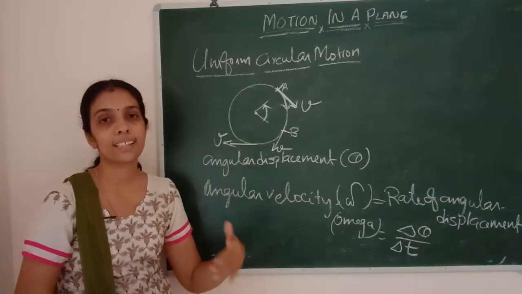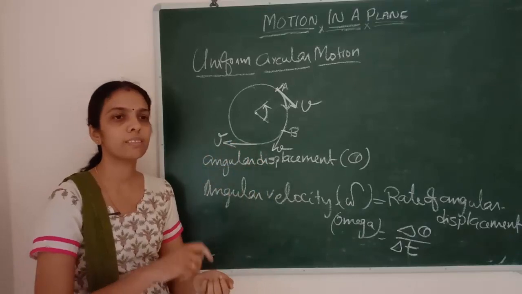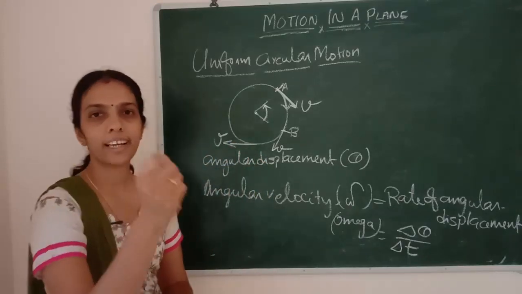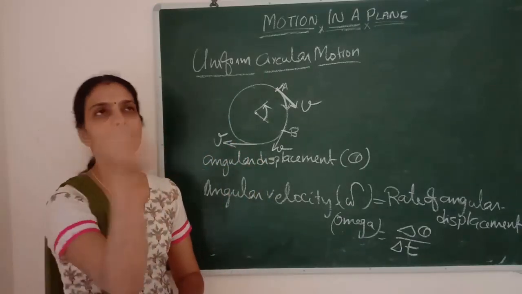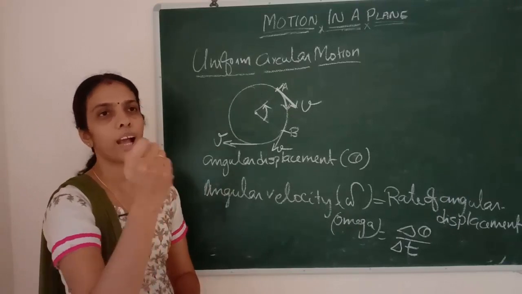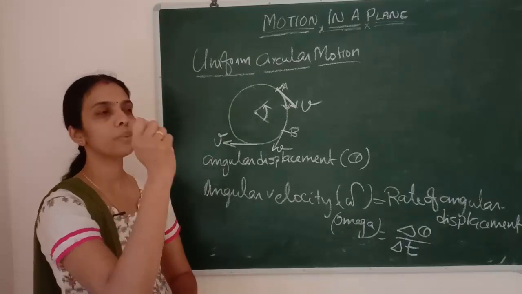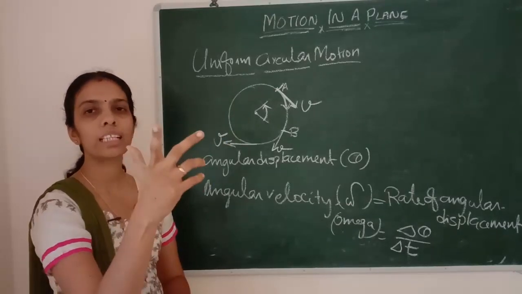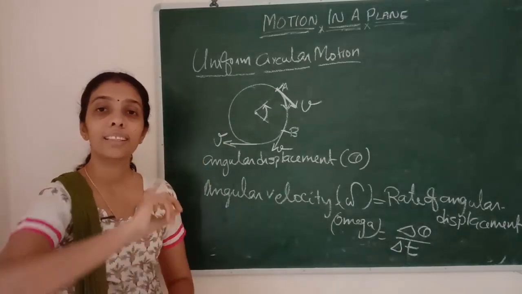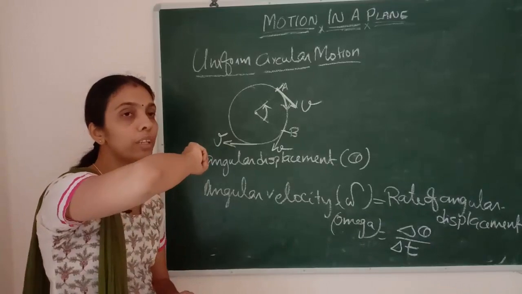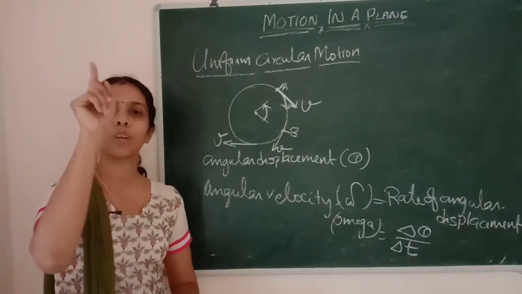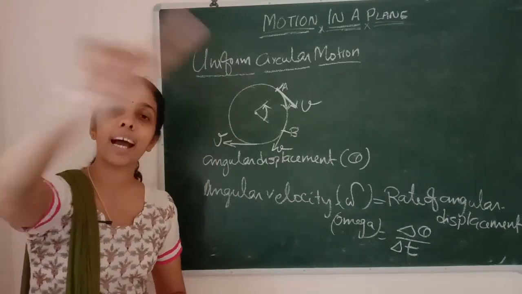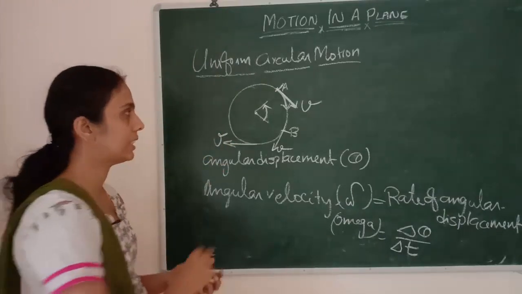That is the reason, see, if we take a stone tied to a thread and rotate it in a circular path, and at a particular point we leave it, what will happen? It won't continue in a circular path. It will go in the direction of its linear velocity, along the tangent direction.